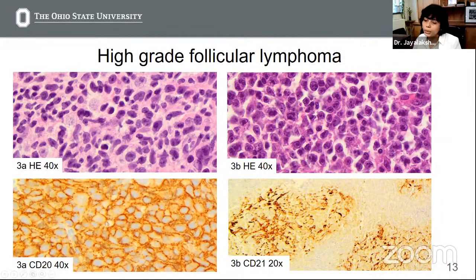So this is one thing we need to keep in mind, particularly if you see any degree of vague, at least vague nodularity, or when you see a typical follicular lymphoma immunophenotype in a large B-cell lymphoma, remember to rule out high-grade follicular lymphoma.